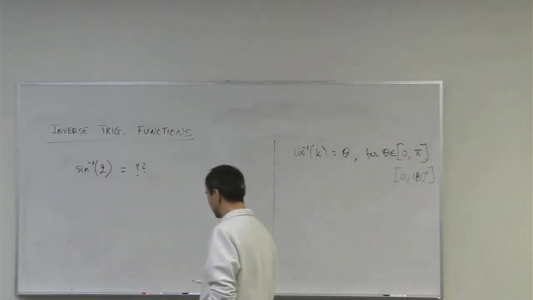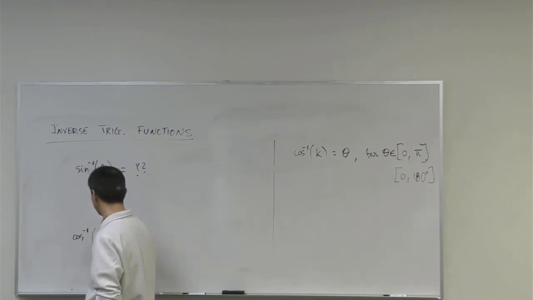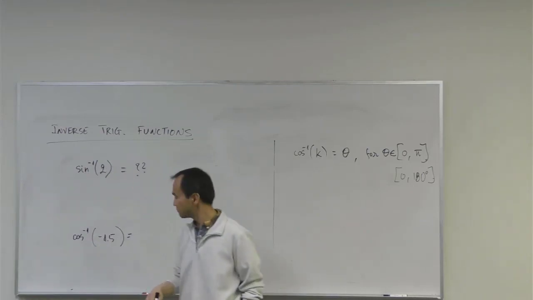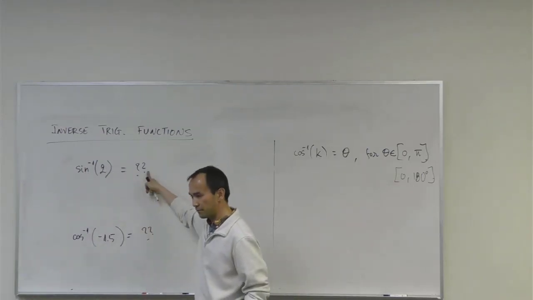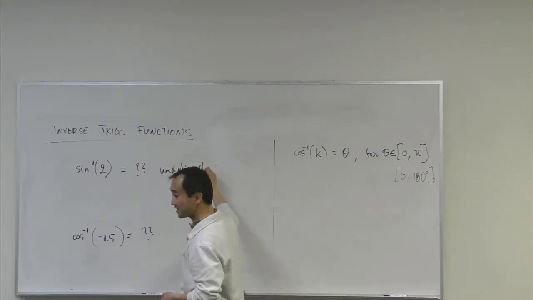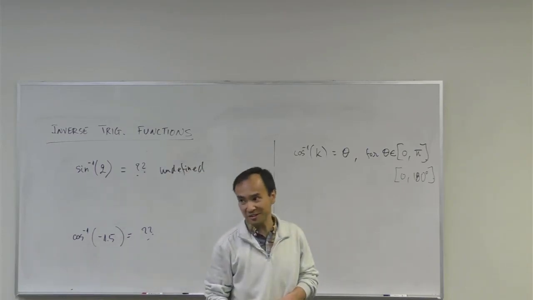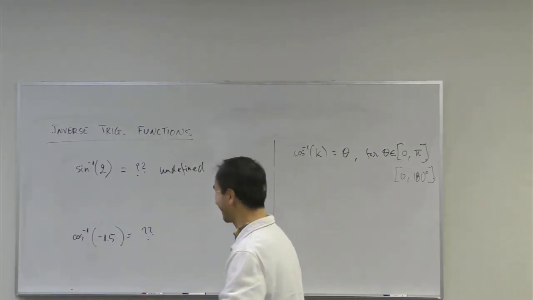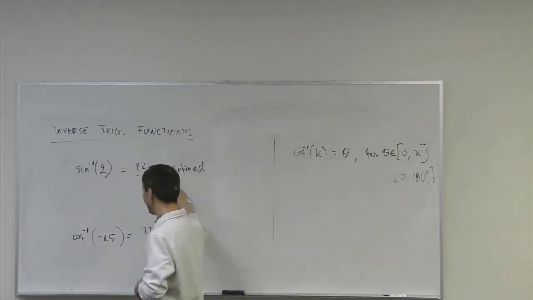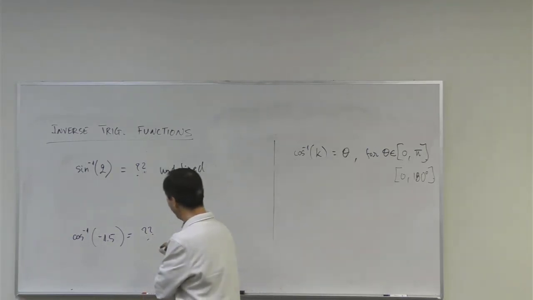Then maybe you can also try, and this should happen pretty quickly, cosine inverse of a negative 1.5 or something like that. Some calculators say undefined, some say syntax error, some say error. But basically, yes, it's undefined. What about this one? Set it undefined.